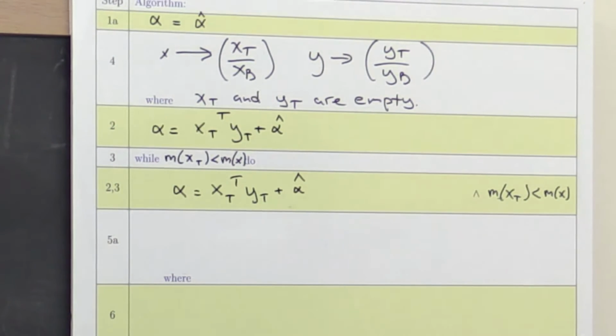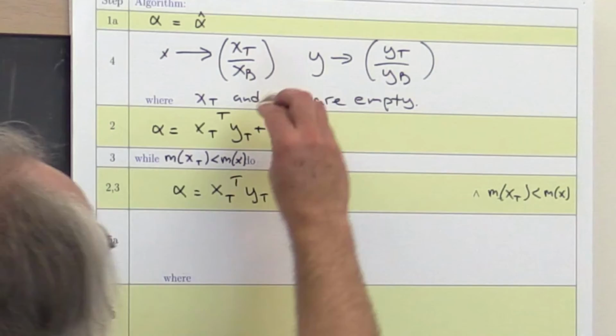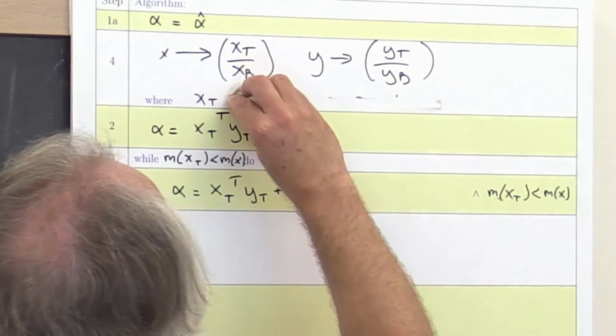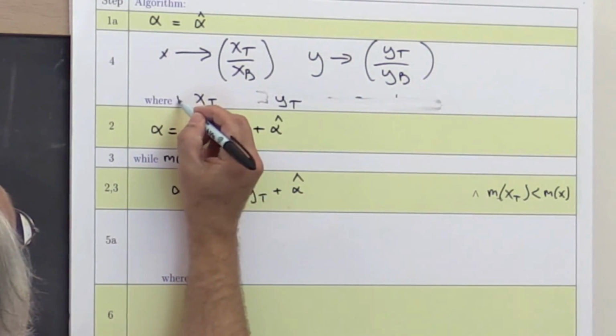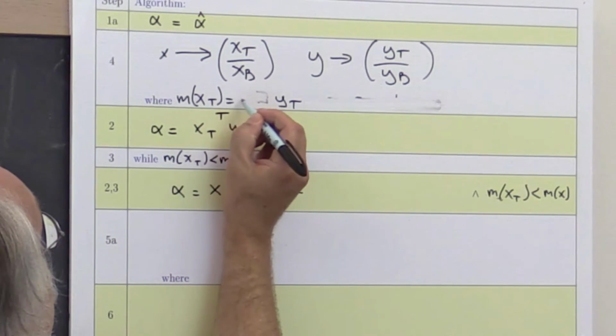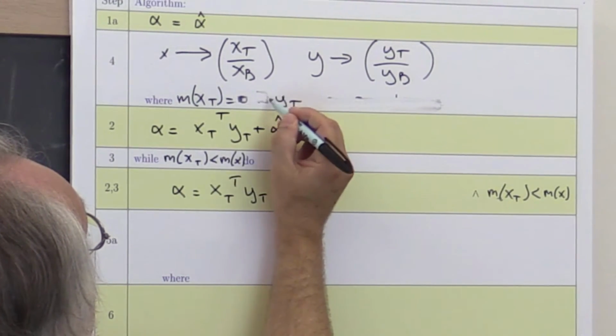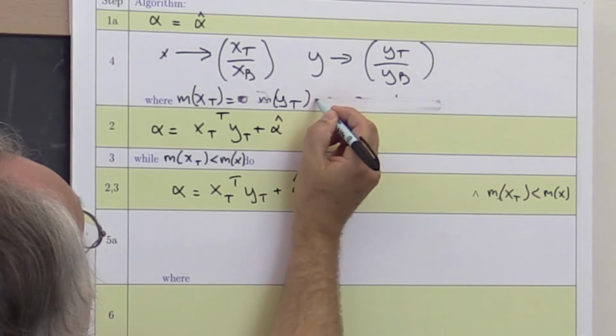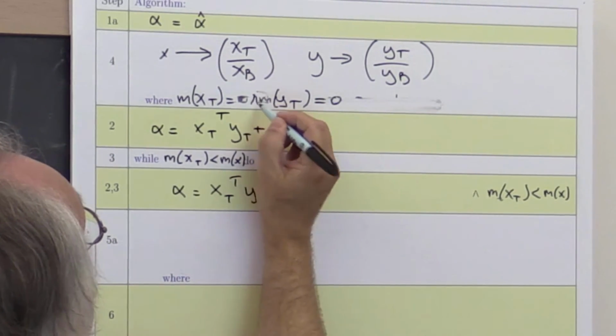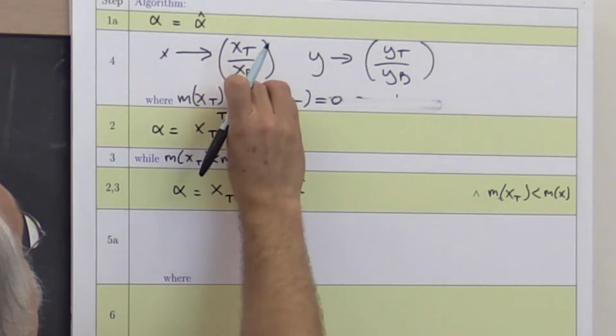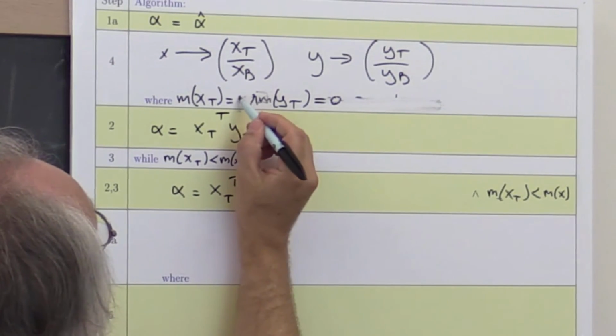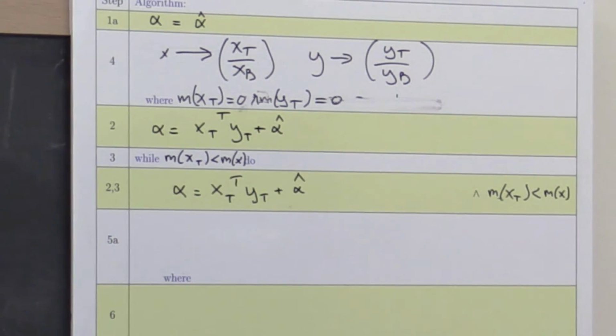What's another way of expressing that? Well, we could say where m of x top is 0 and m of y top is 0. Oops, it's a little bit wet still. And that's yet another way of saying that.